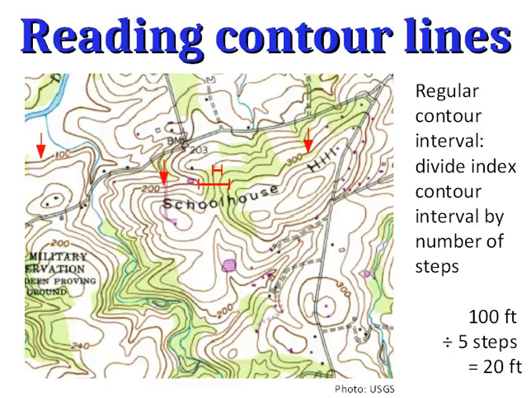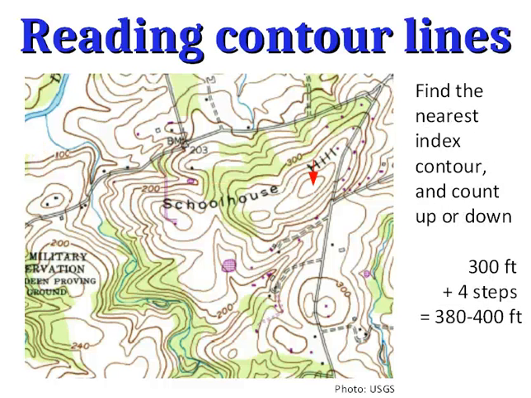So on this map, you can see you make 5 steps going from one index contour to the other. So 100 feet index contour interval divided by 5 steps that you make shows that our regular contour interval is 20 feet. So that smaller bracket there that's showing the distance between two regular contour lines, that's a 20-foot difference in elevation. Once you've calculated these two contour intervals, then you can easily find the height of any spot on the map.